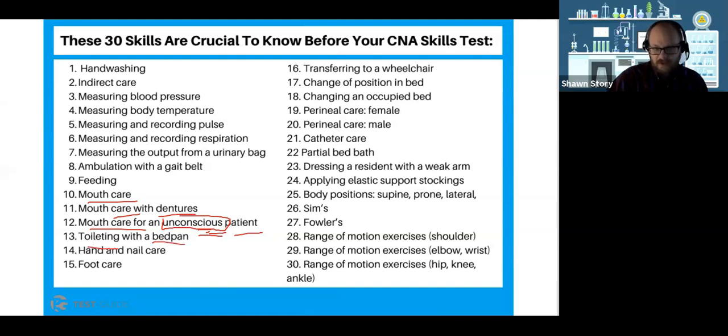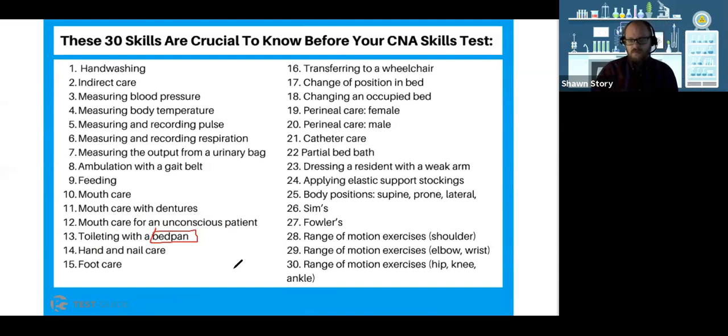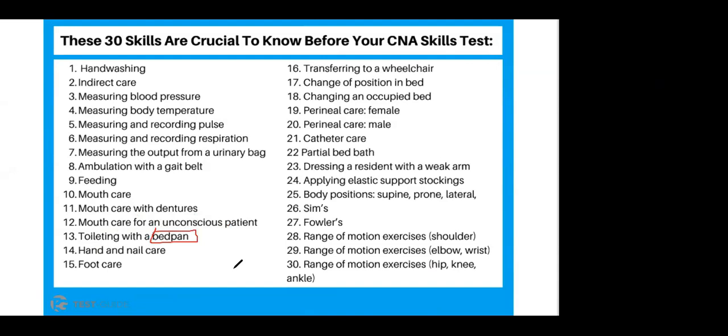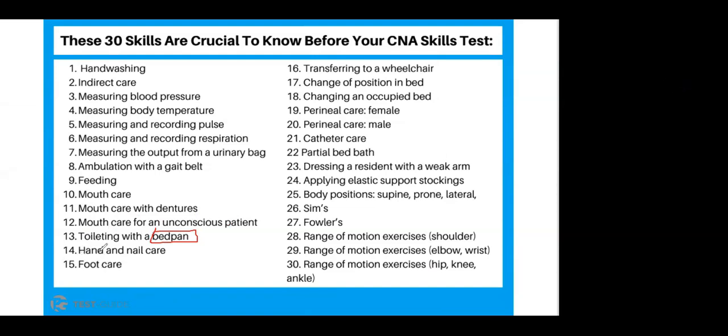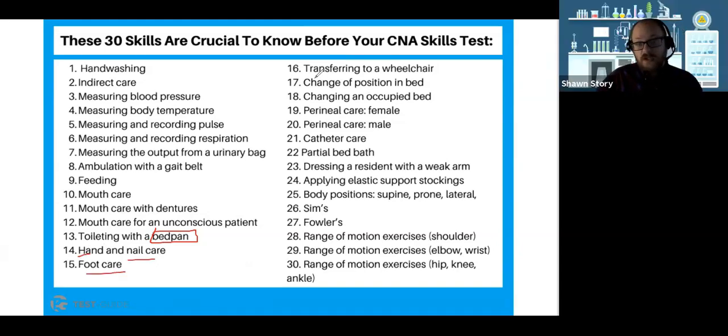Toileting with a bedpan. Do we know what that is? A bedpan? Yes, I've done that before. Yeah, so they may not physically be able to get up and go to the bathroom, so you give them a bedpan so that they can urinate while sitting there in the bed. Hand and nail care, foot care, transferring from the bed to a wheelchair.